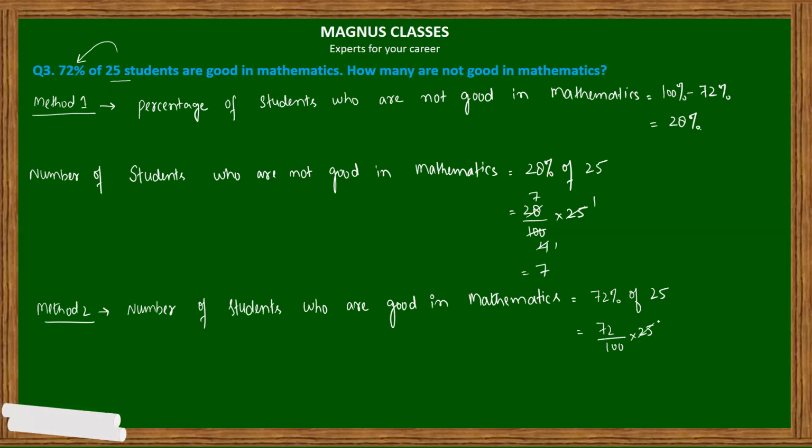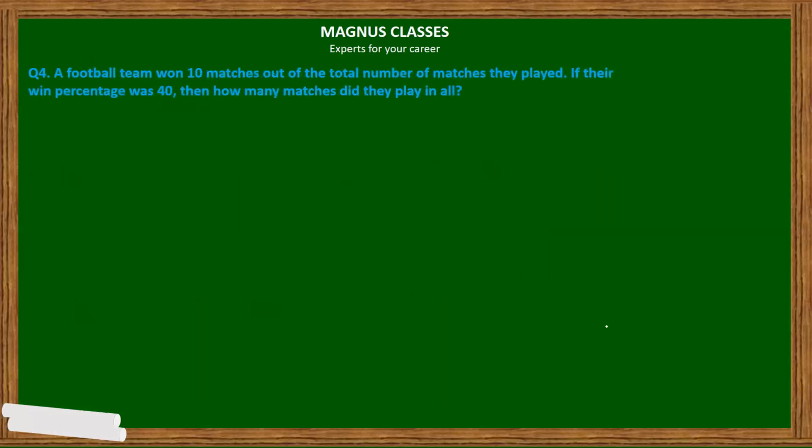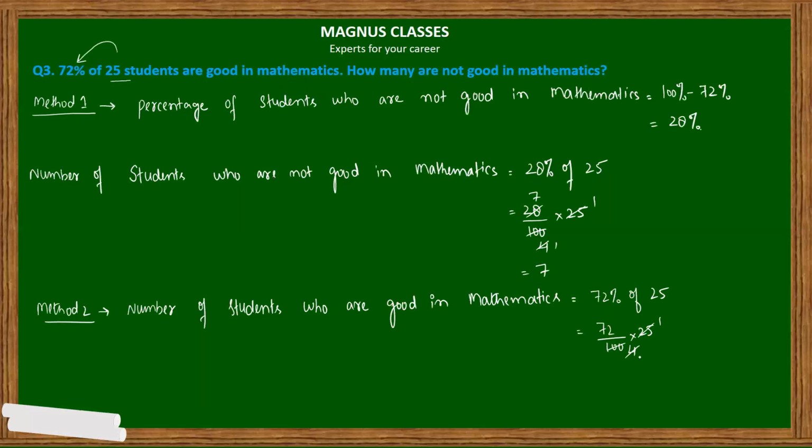So 25 1 25, 25 4 100. Now 4 1 4, then 4 1 4, 3 gets carried, it becomes 32. So 4 8 32. So the answer is 18 students who are good in mathematics out of what? 25. So how many will not be good?